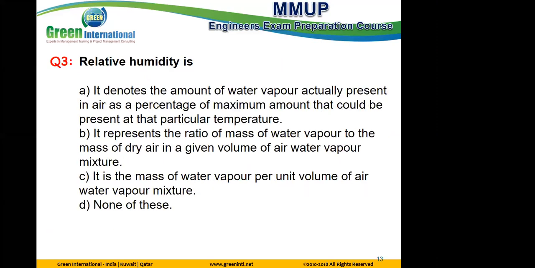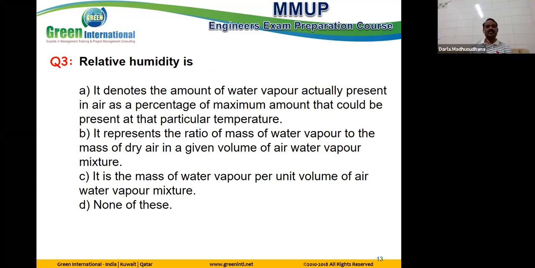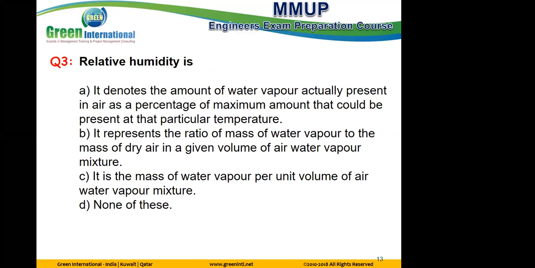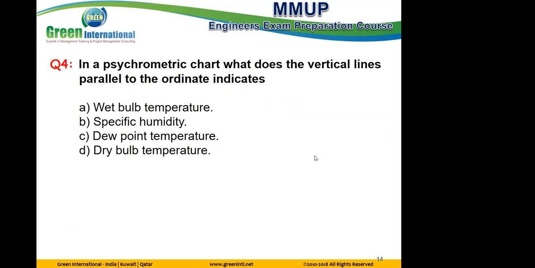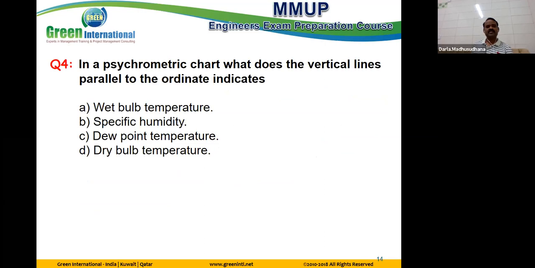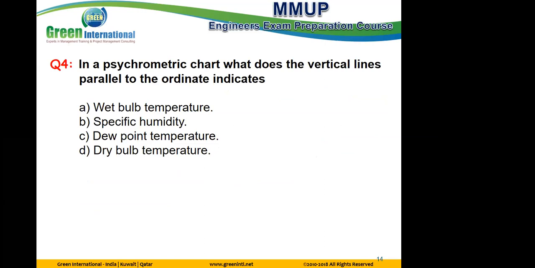Relative humidity is a ratio of the water vapor actually present. Yes, correct. Psychrometric chart: what does the vertical line parallel to the ordinate indicate? Dry bulb temperature. D, dry bulb, correct.